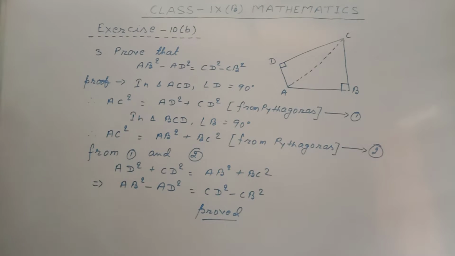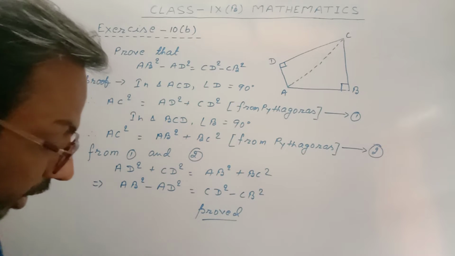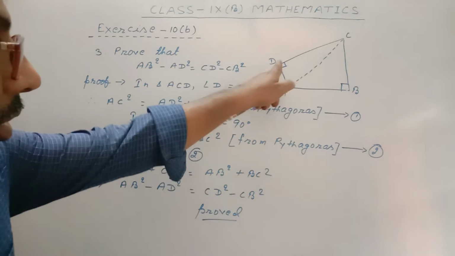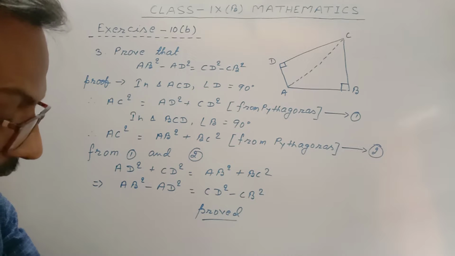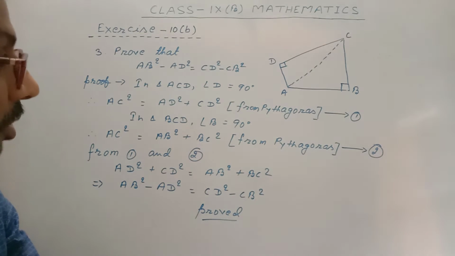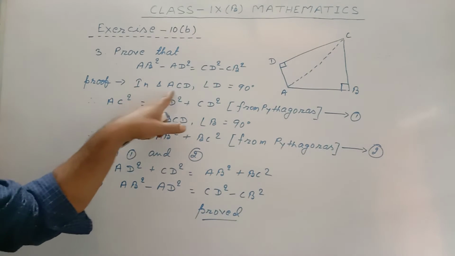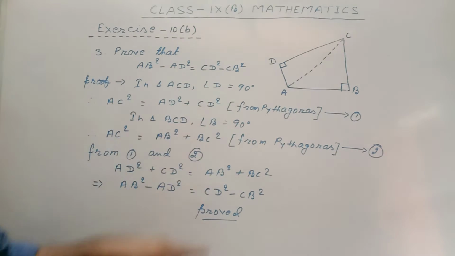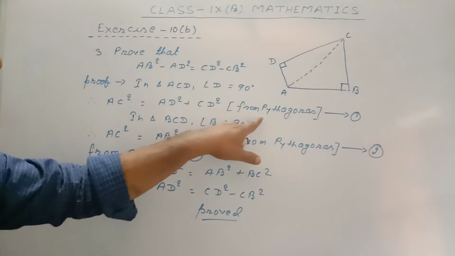In question number 3, one figure is given. In that figure angle D is 90 degrees and angle B is 90 degrees. We are asked to prove AB square minus AD square equals CD square minus CB square. For that I have done one construction: AC is joined. Then triangle ACD becomes a right angle triangle in which angle D equals 90 degrees. Therefore AC square equals AD square plus CD square from Pythagoras theorem.